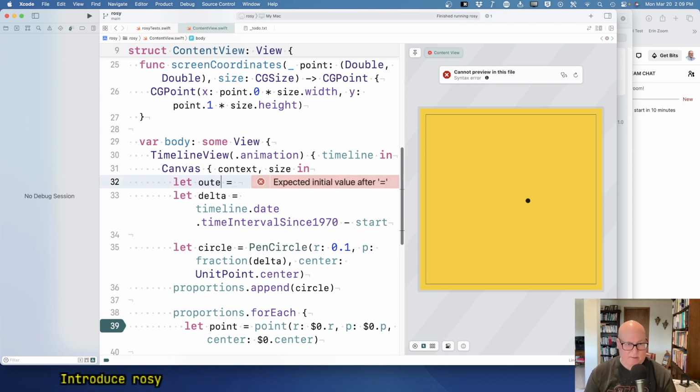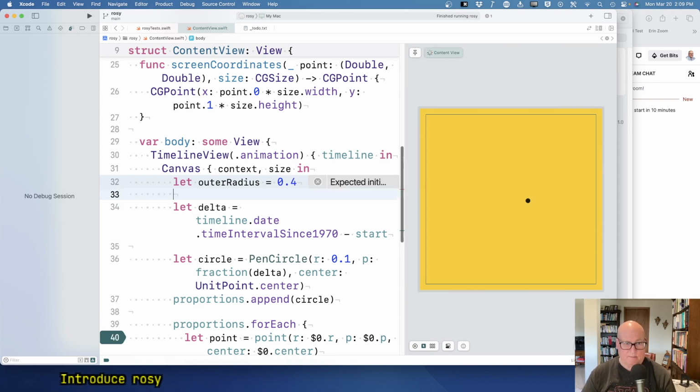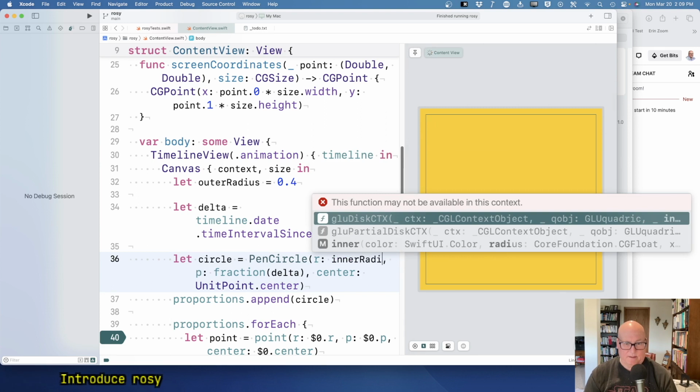Well, how about outer? Outer radius, let's make it 0.4. Okay, so it'll be 40% of the screen. And then the inner radius, let's put that here. Oops. No. Okay. Inner radius.